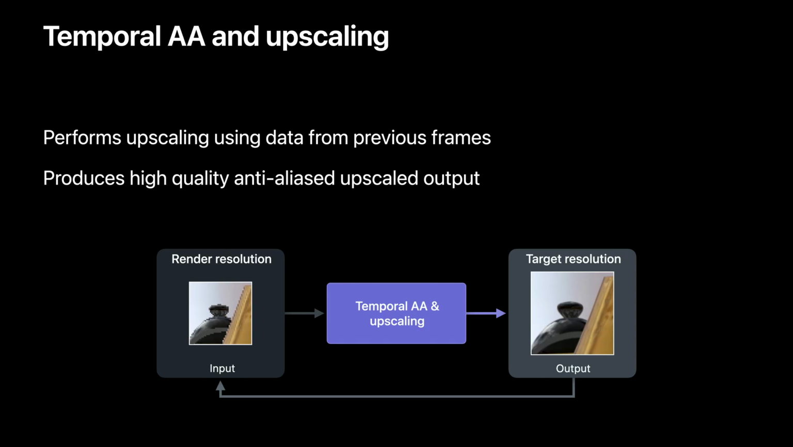By accumulating samples from multiple frames and accounting for sample positions, temporal AA and upscaling can integrate samples appropriately in target resolution pixels, resulting in a high-quality anti-aliased upscaled output. However, since content often changes between frames, it will require more input data to detect these changes.